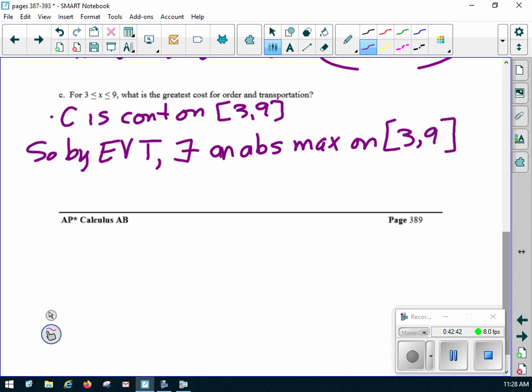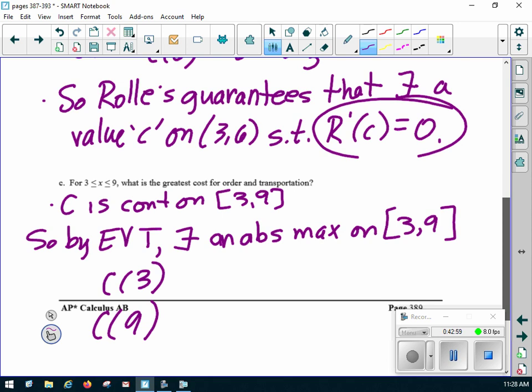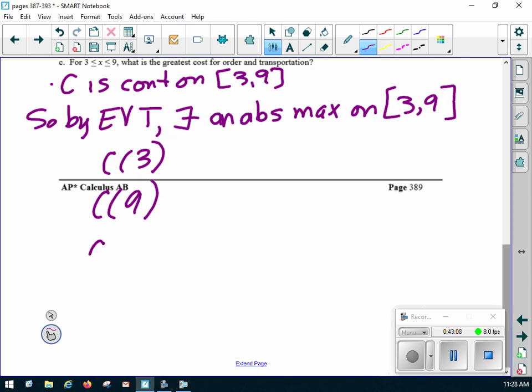Find it. Where can extreme values occur? Endpoints, so I'm going to find C of 3, and I'm going to find C of 9. And where else can an extreme value occur? Which happened to be the only time that this derivative was 0 was at that 4.098 thing that y'all got just a minute ago. And I erased it, so I can't remember what it is. 4.098.